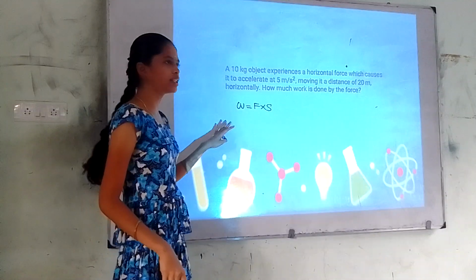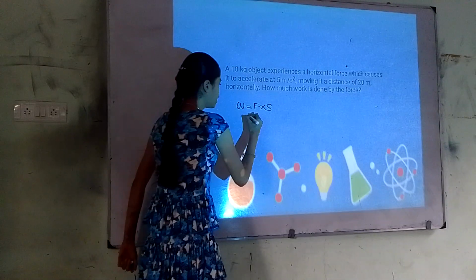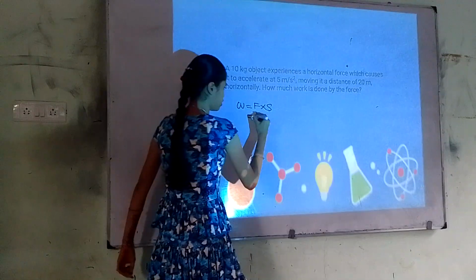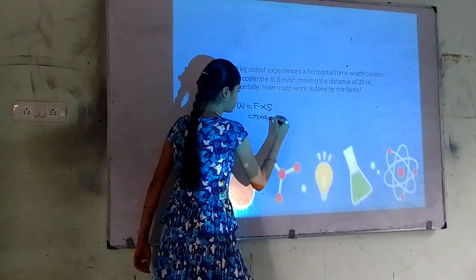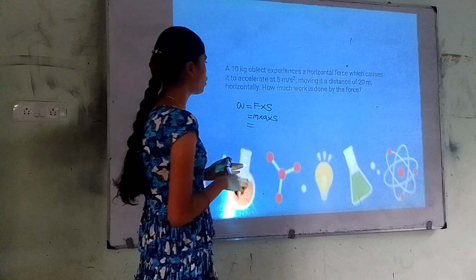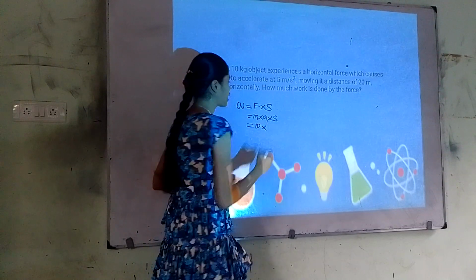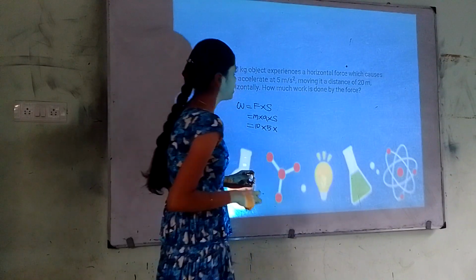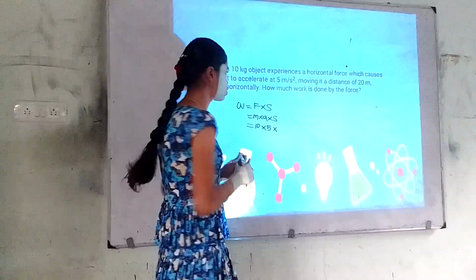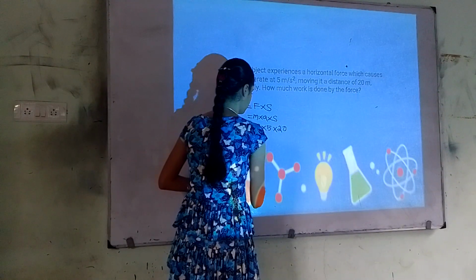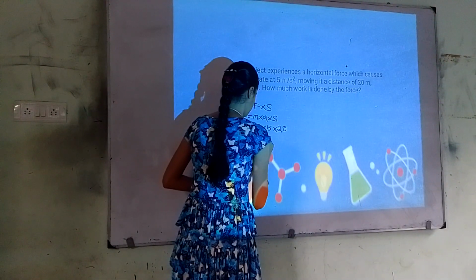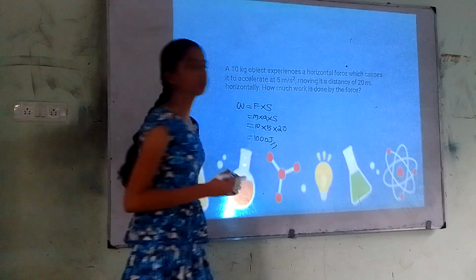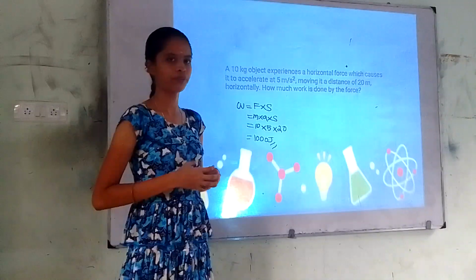If we are taking the formula, work done is equal to force into displacement. Now we can write the force as the product of mass into acceleration. Here mass of the body is given as 10 kgs and the acceleration gained by it is 5 meter per second square. And the distance which it is moved through the force is 20 meters. Here 1000 joules of work is said to be done.